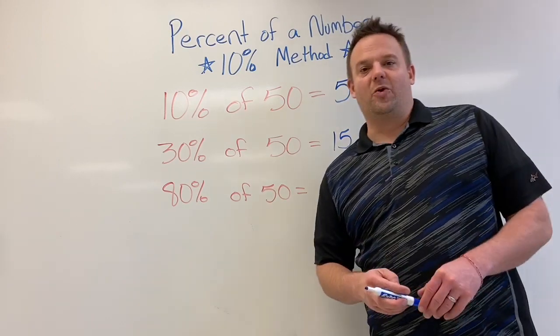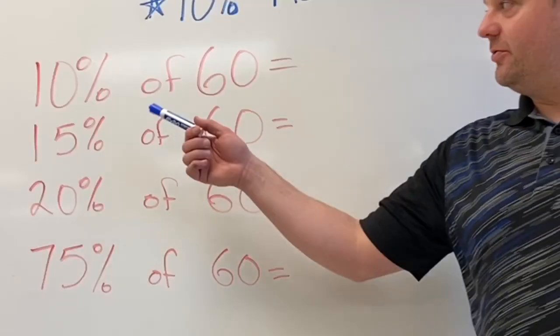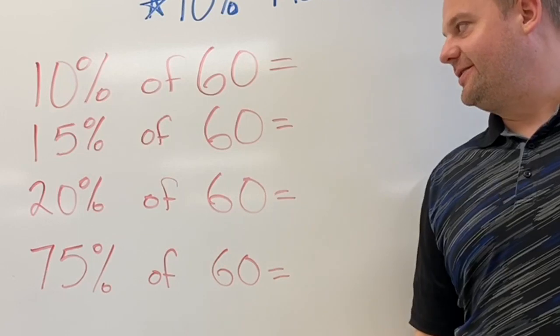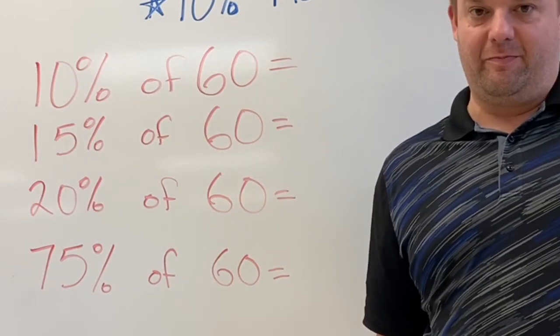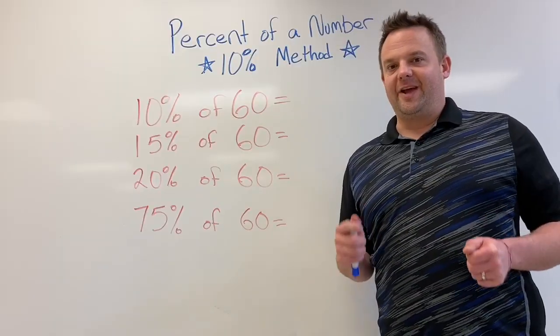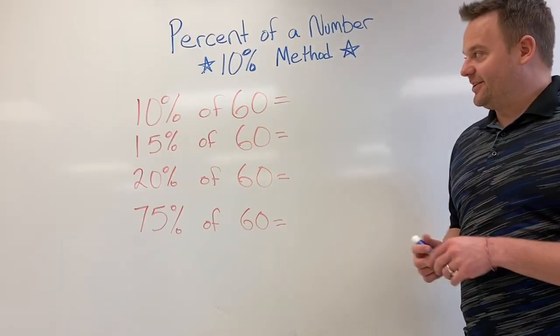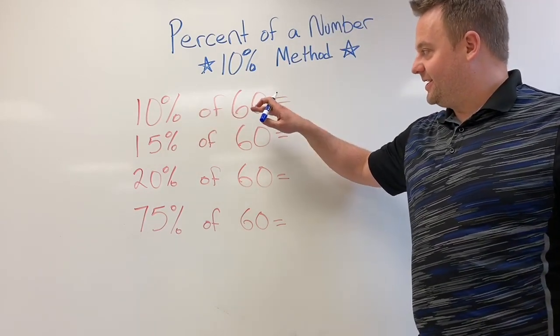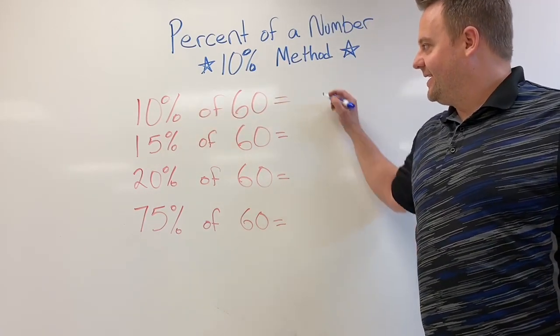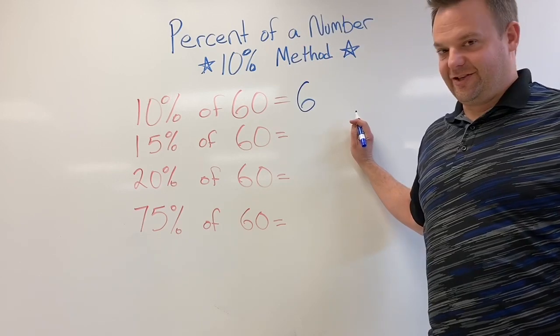Let's get into some more. Stay with me. Do these now. Do 10% of 60, 15% of 60, 20% of 60, and 75% of 60. Go ahead, pause the video while I do a little dance. And let's see, did you guys do it? Well, 10% of 60 is 6. Did you get that right?